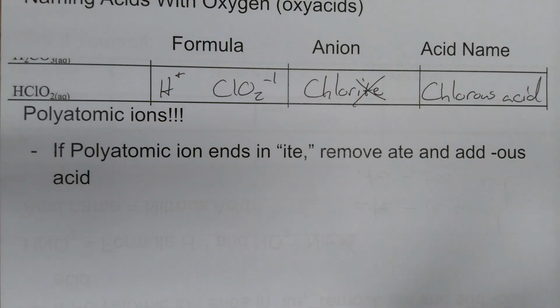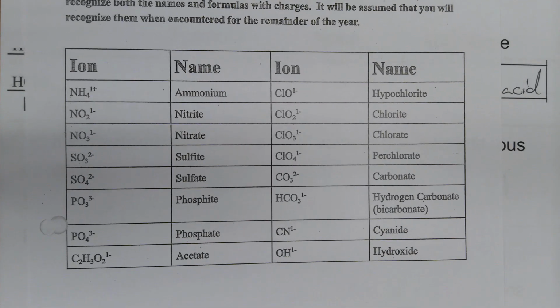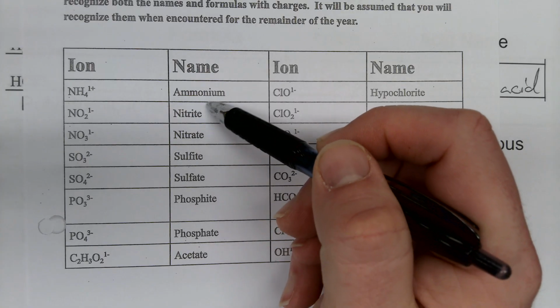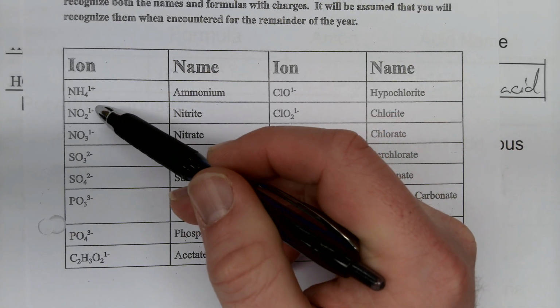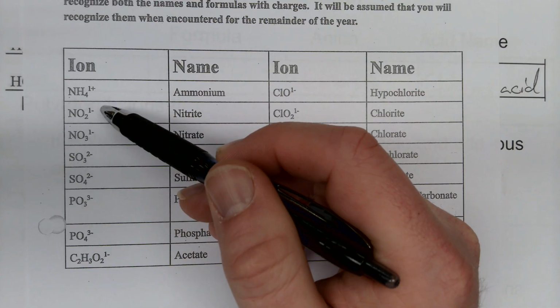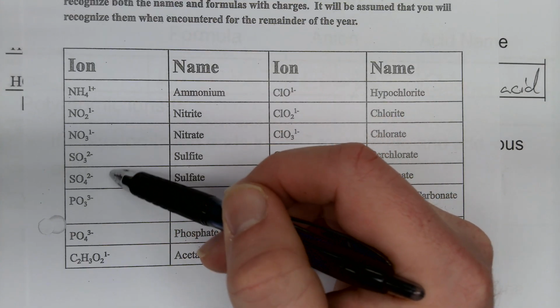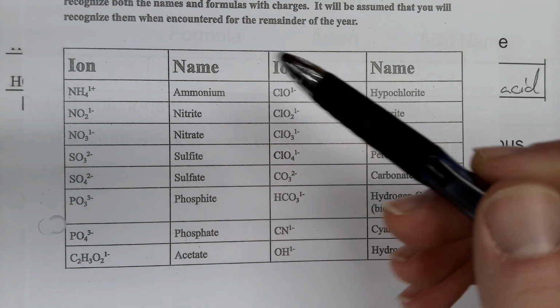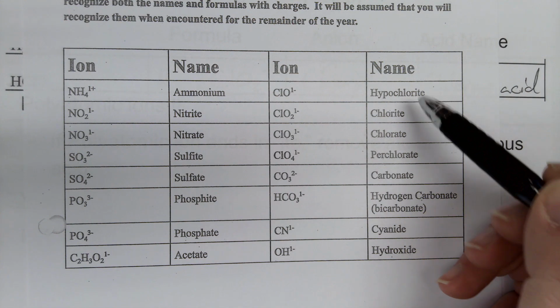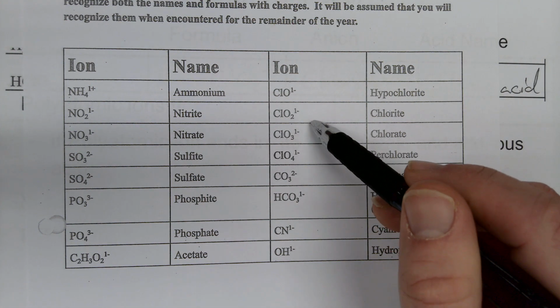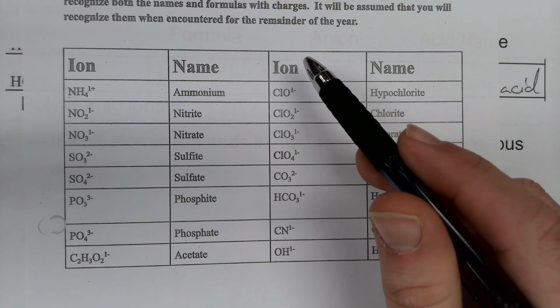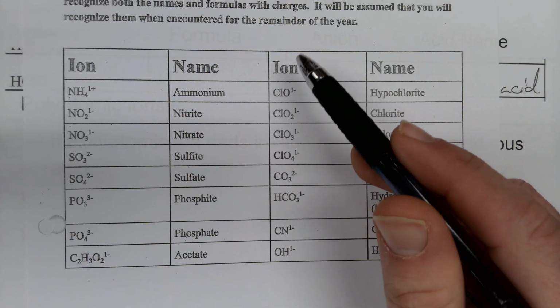It's important for us to remember that though we have ites and ates, the only difference between the ites and the ates is the number of oxygens. The charges stay the same. They do not change. Even when I go from hypochlorite all the way to perchlorate, the charge never changes. The only thing that changes is my number of oxygens.